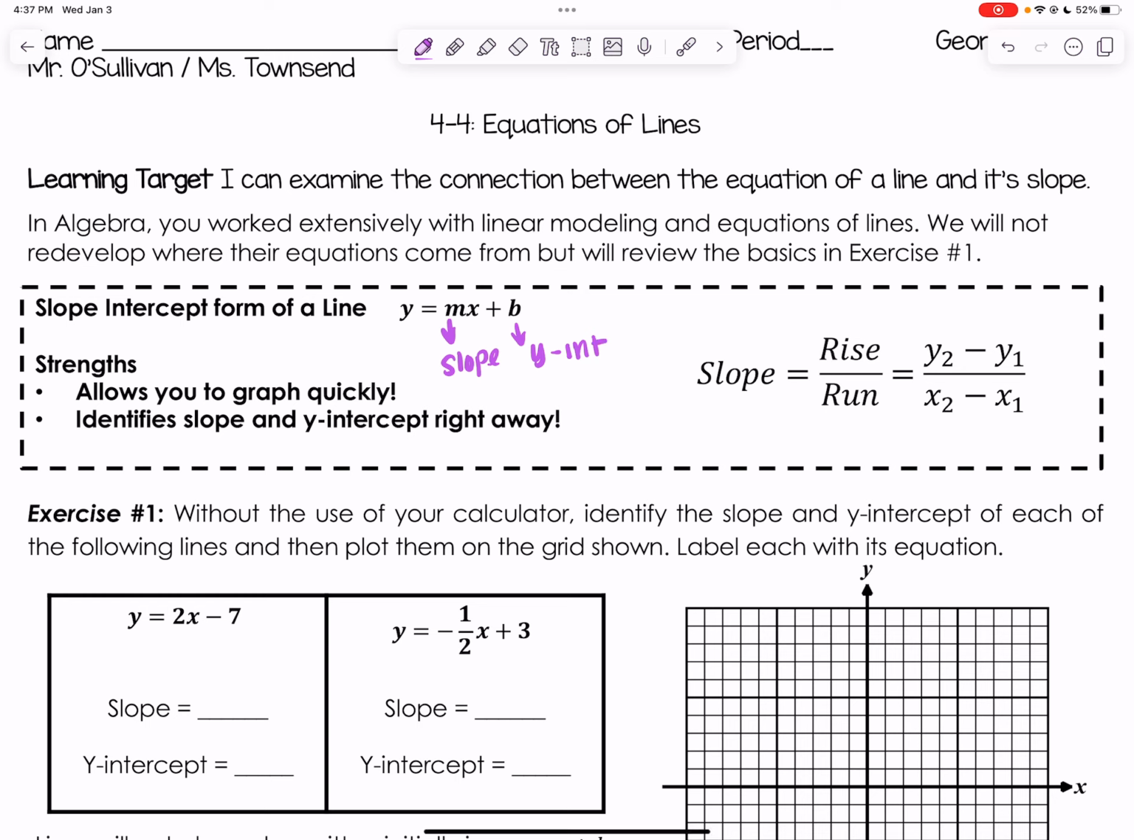The nice thing about y equals mx plus b is it allows you to graph your equation rather quickly, and it identifies your slope and your y-intercept right away. Like if you have y equals 3x plus 4, your slope is 3 and your y-intercept is 4. And then I can graph it. When we're graphing, slope is y2 minus y1 divided by x2 minus x1, but it's also our rise over our run. So we're figuring out if we're going up or down and to the right or to the left.